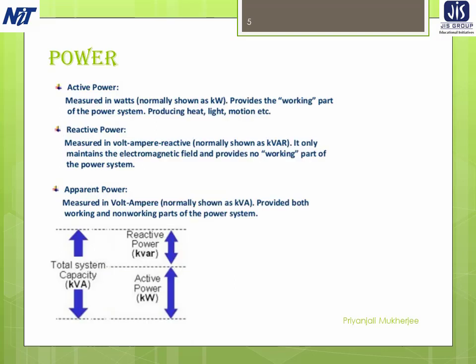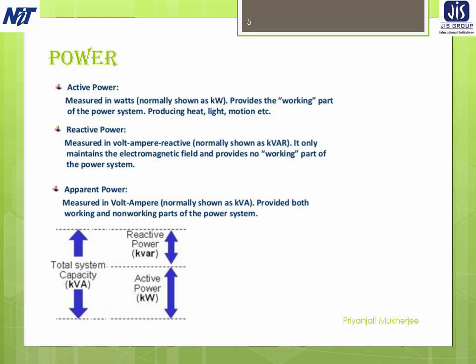So power is nothing but the multiplication of voltage and current. But there are three types of powers: one is active power, reactive power and apparent power. Normally the power which we are using, that is kilowatt, it can also be measured in watts and provides the working part of the power. So it produces heat, light or motion.